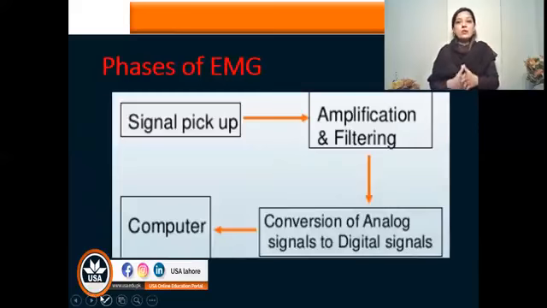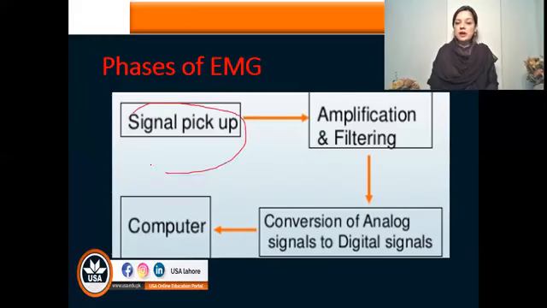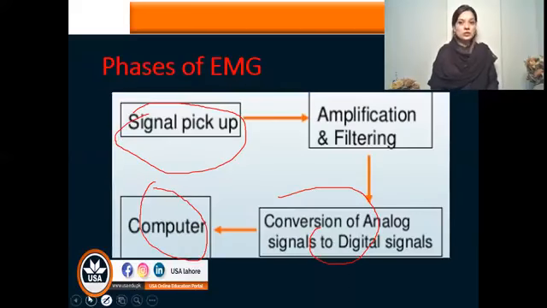Let me tell you about the phases of EMG. The phases of electromyography mean the steps of electromyography. Initially, we start from the signal and get it picked up by different electrodes. The signal is picked up and then sent to the amplifier for filtration and amplification, where it is converted from an analog signal to a digital signal. That is then shown on the computer or cathode ray oscilloscope.